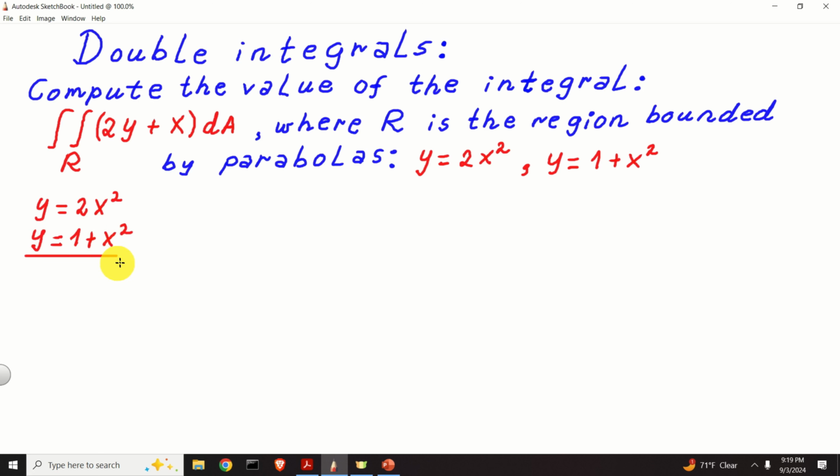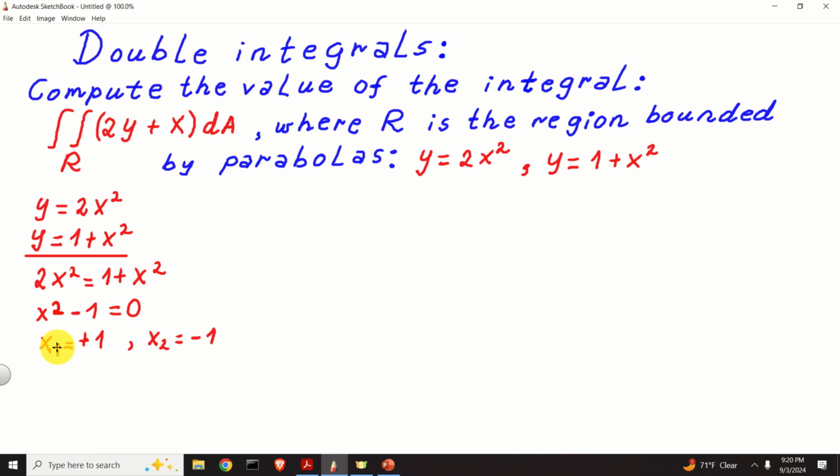How to solve this system? Well, we have y on this side and y on this side, and we can simply say the first equation is equal to the second equation. So we can write 2x squared is equal to 1 plus x squared. From this equation, we have that x squared minus 1 is equal to 0. This is a quadratic equation and we need to find its zeros. The zeros are obviously at x1 is equal to plus 1 and x2 is equal to minus 1.